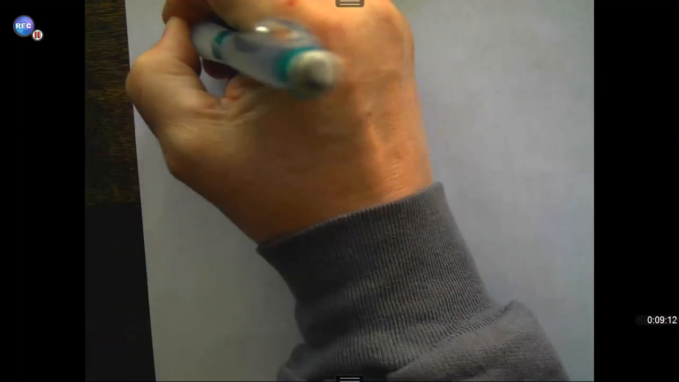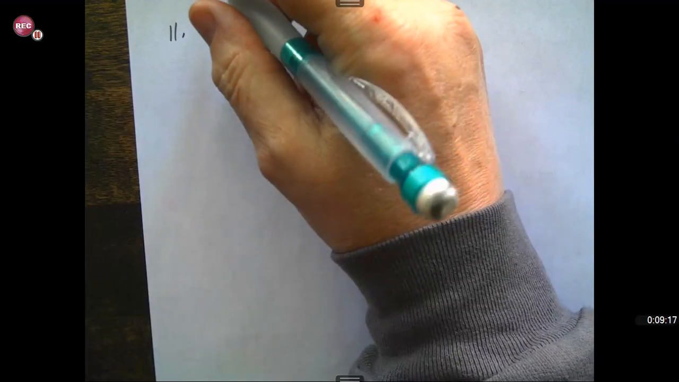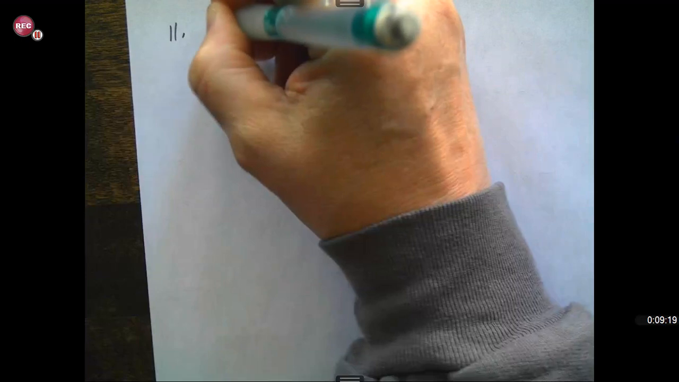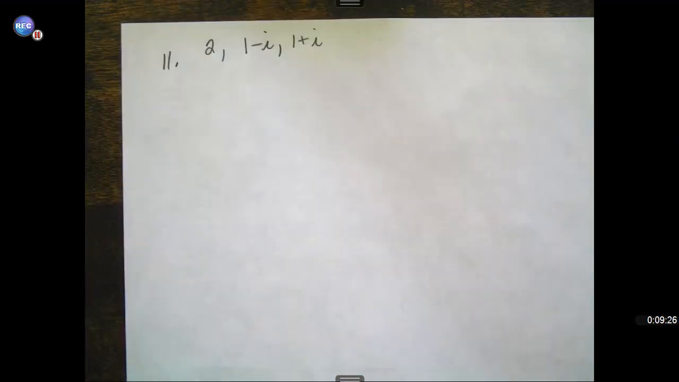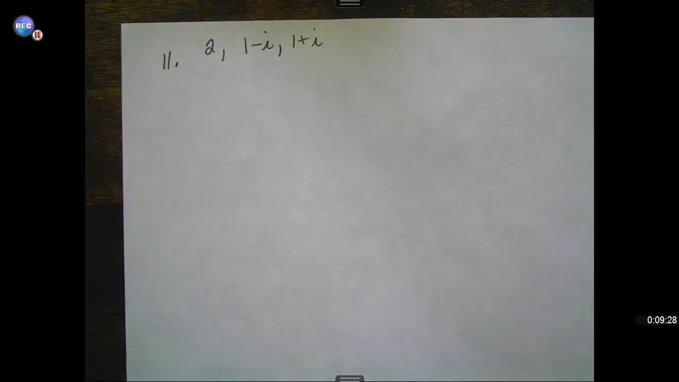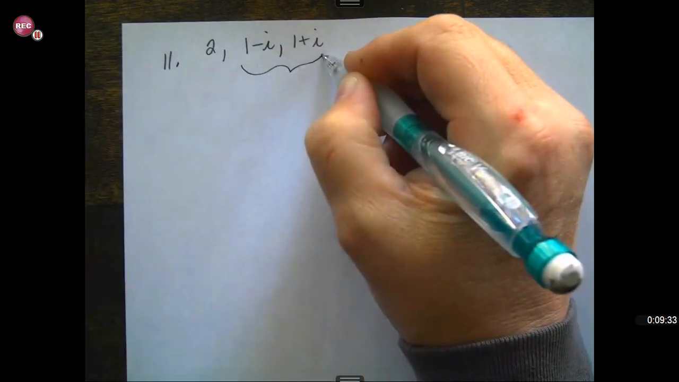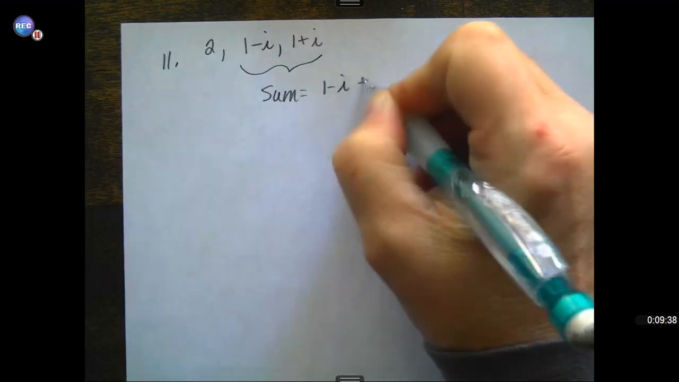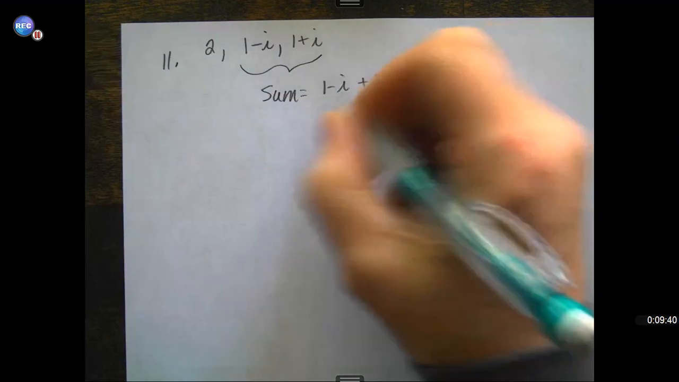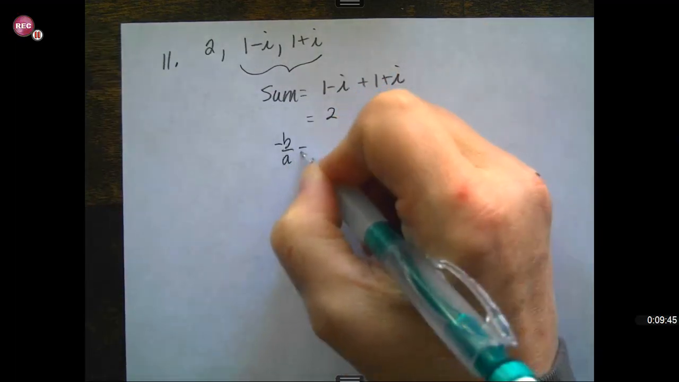Number 11, find a cubic equation with integral coefficients, and the roots are 2 and 1 minus i, which means the other root we have to know is 1 plus i. Okay. So remember, what I do is I take these two roots and I write the quadratic function. The sum of those roots, 1 minus i plus 1 plus i, is 2. And so opposite of b over a equals 2 over 1.